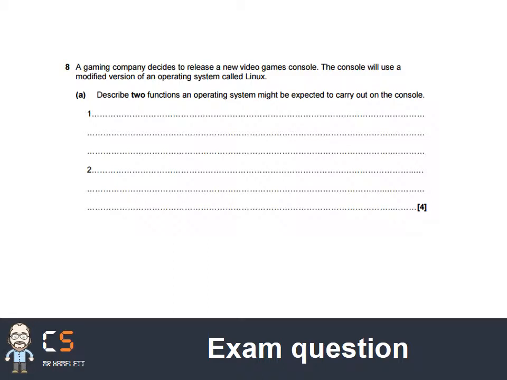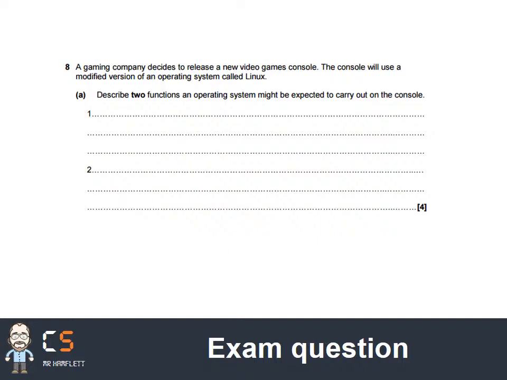So to finish off, I've got a number of exam questions to have a look at. I'm just going to go through each of these very slowly. A gaming company decides to release new video games. The console will use a modified version of the operating system called Linux. Describe two functions an operating system might be expected to carry out on the console. This is not directly linked to GPU.